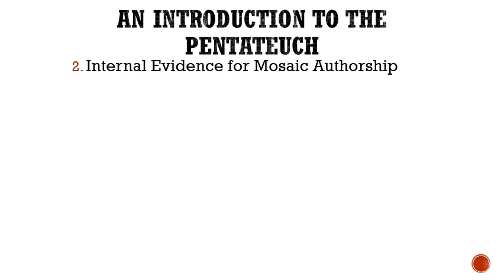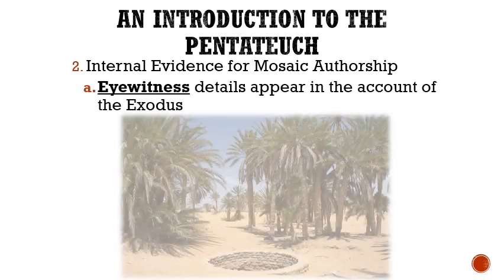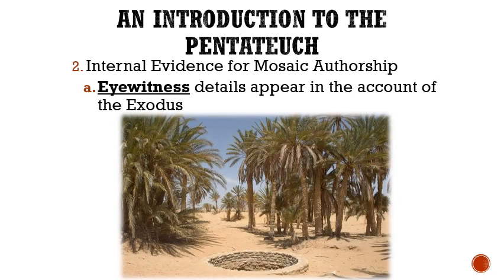Now, not only are there textual evidences for the Mosaic authorship of the Pentateuch, secondly, let's look at some internal evidence for the Mosaic authorship of the Pentateuch. Letter A. Eyewitness details appear in the account of the Exodus. 2 examples of this are Exodus 15 and Numbers 11. In Exodus chapter 15, the writer recalls the exact number of springs and wells and the number of palm trees in the area of Elim. He declares that there were 12 wells and 7 palm trees.